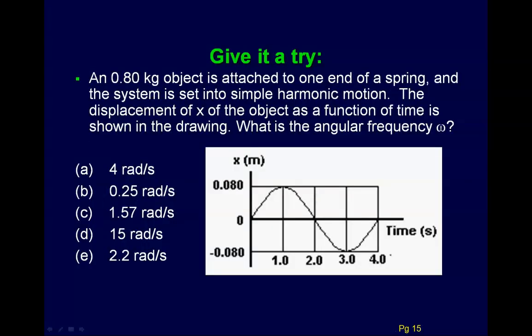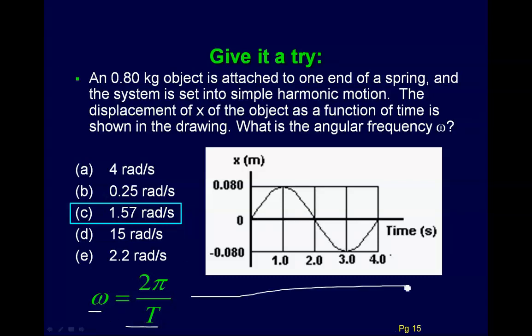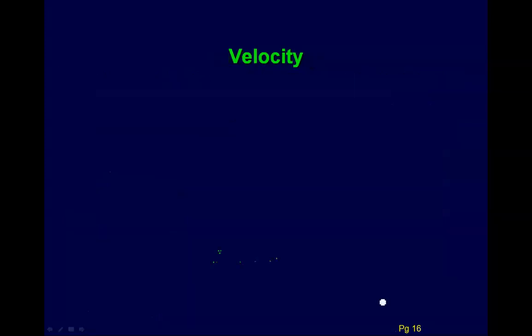Okay, let's try another give it a try question. Here's a graph of the position versus time for some object in simple harmonic motion, and we want to know what is the angular frequency of this object. Okay, so hopefully you got C. And basically the way this works here is you can get a relationship between angular frequency and period. In this particular graph here, you can get the period. The period is the time to do one oscillation, which would be 4 seconds. And so plug that in, you can solve for your angular frequency.